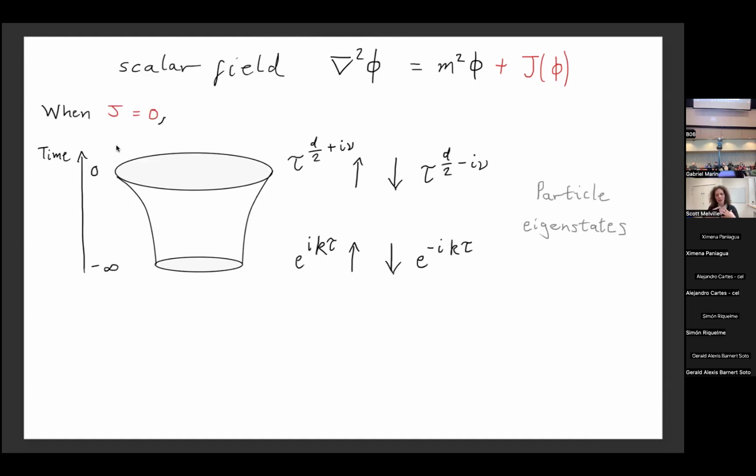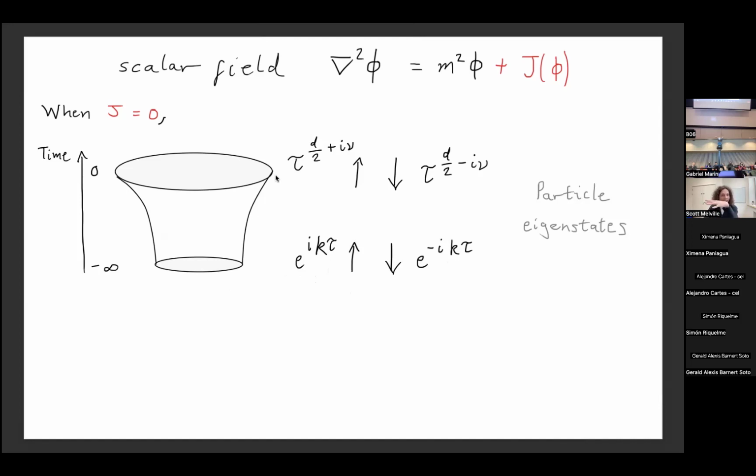So we can start by solving the problem when J is 0. Suppose there are no interactions, you just have a perfectly free scalar field. This is a problem that we can solve exactly. It's just a linear equation of motion. And what we find, if you quantize this free theory, is that at very early times a particle is described by a plane wave, something like e to the ik tau, with tau the conformal time. And an antiparticle, a particle moving backwards in time, would be e to the minus ik tau.